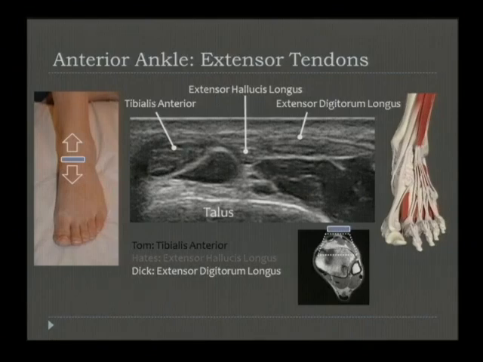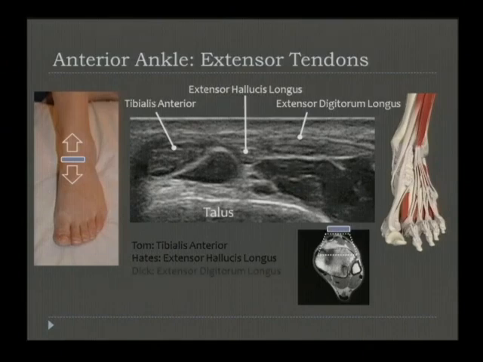Hallucis is for extensor hallucis longus, and this is going from medial to lateral, and digitorum is for the extensor digitorum longus. Here we can see on the magnetic resonance imaging examination the tibia. This is just above the tibiotalar joint, and we can see the three tendons going from medial to lateral: tibialis anterior, extensor hallucis longus, extensor digitorum longus as well.